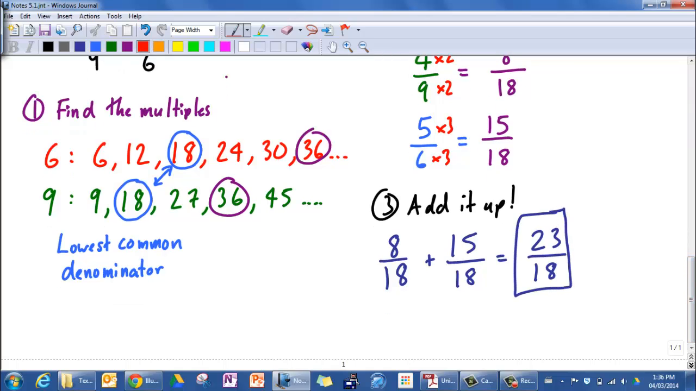Now you'll notice that when you look at this fraction, this is a special kind of fraction, and it's called an improper fraction. And the reason it's called an improper fraction is because the numerator here is bigger than our denominator. And that's okay. It's totally fine to leave it like that. Okay, that's the end of lesson 1.